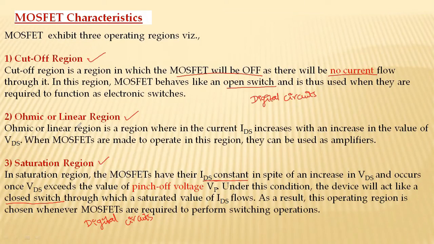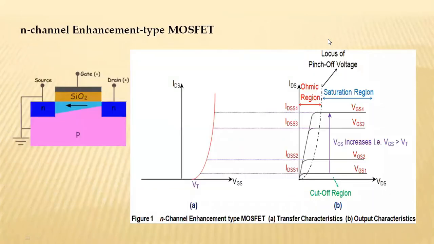And the other mode is ohmic region or linear region. In this region, the drain current increases with the application of the drain to source voltage. That means if you go on increasing VDS, drain current increases. It depends linearly on the applied voltage. So that is why this is also called a linear region. And in this region, MOSFETs act as amplifiers. So these are the characteristics of N-channel enhancement mode MOSFET.